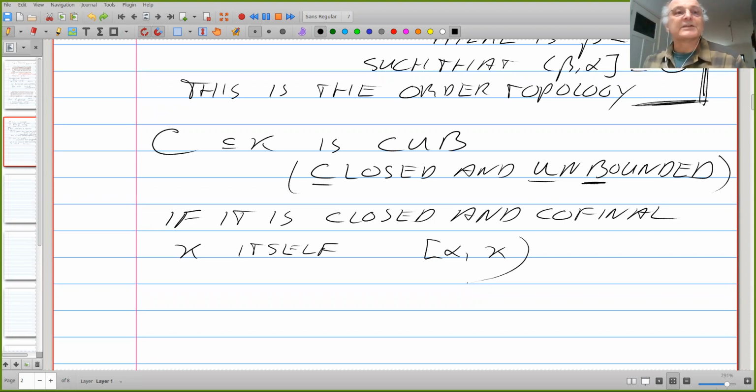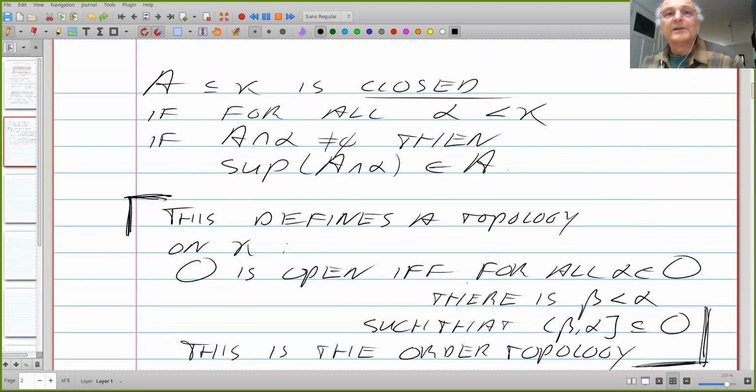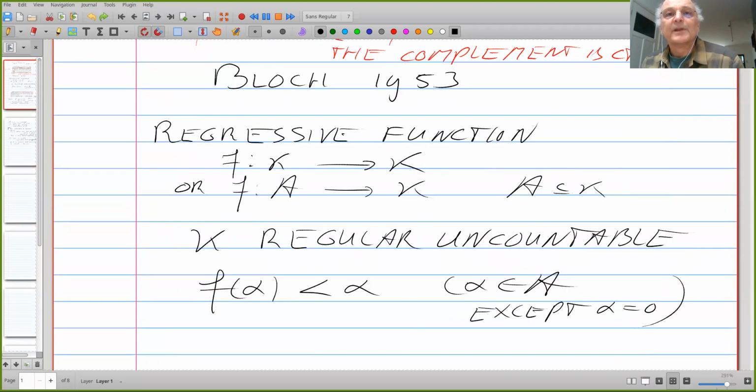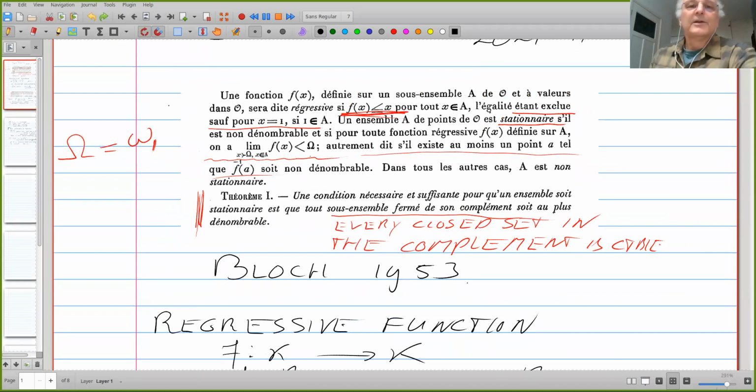And now let's go back up a little bit to Bloch's theorem. Look at the theorem. The theorem says a set is stationary if every closed set that is a subset of the complement is countable. Well, if we're talking omega 1, that means that countable and bounded is the same thing for a subset of omega 1. So what does stationary mean? What does characterize stationary here? Every closed subset of the complement is bounded.